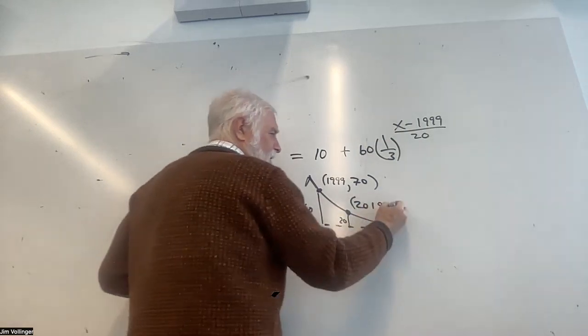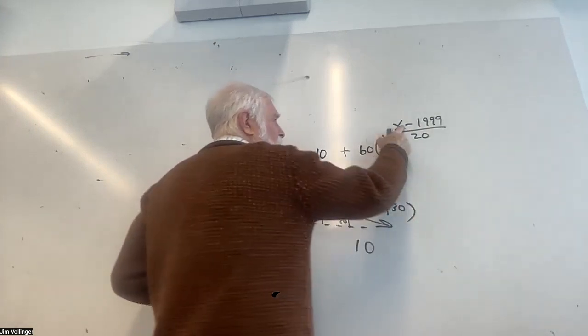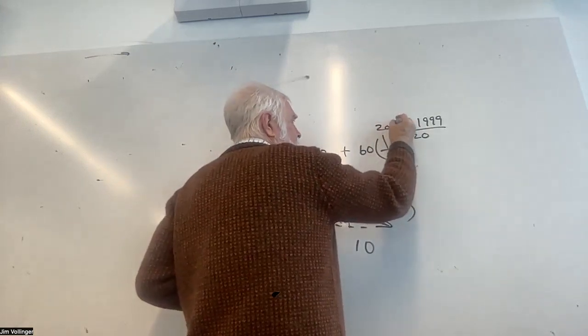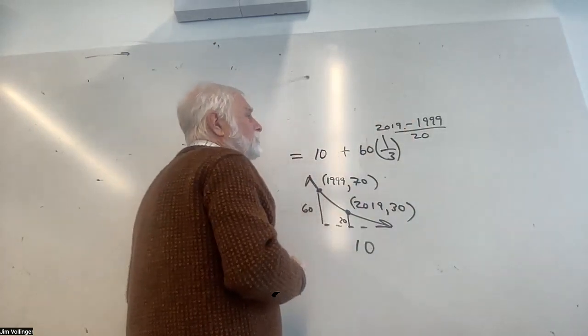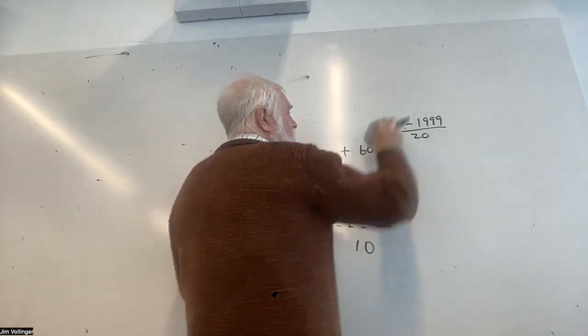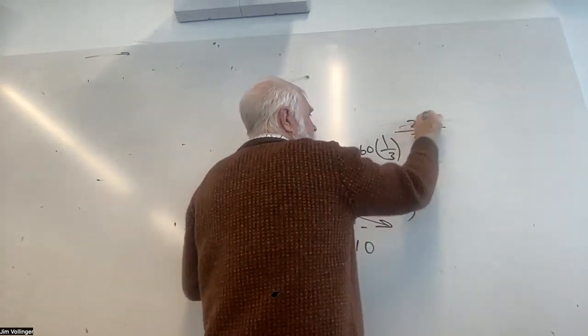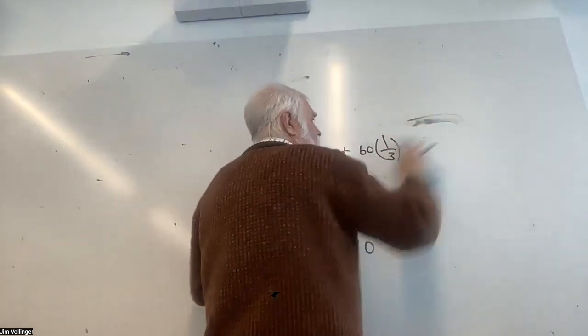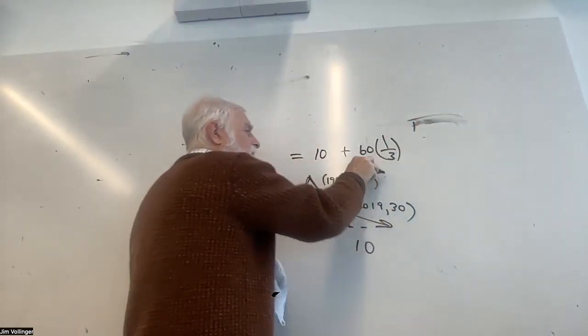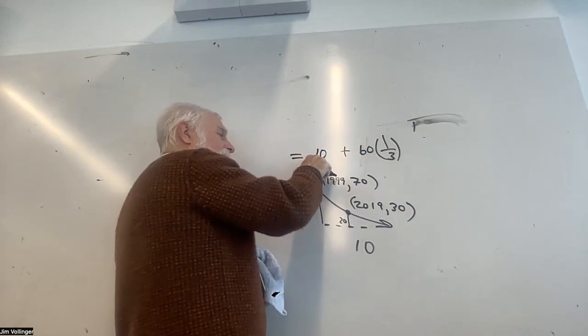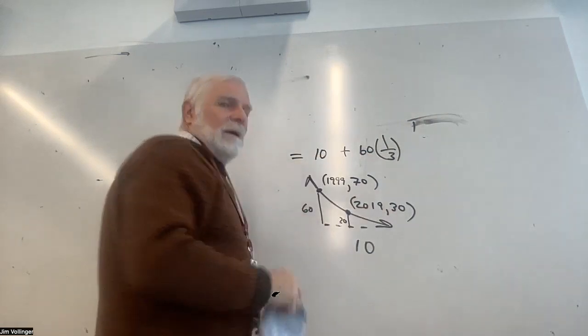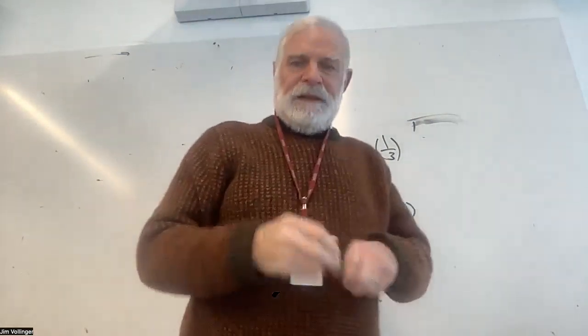20 plus 10 should get me 30. Let's throw 2019 in here. Minus 1999 is 20. 20 divided by 20 is 1. 1/3 of 60 is 20. On top of 10 is 30. All right. Test tomorrow. I should have squared that up better, but I'm on the move.